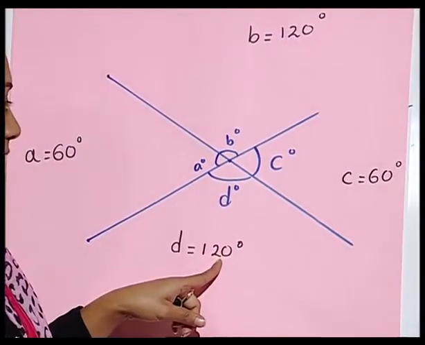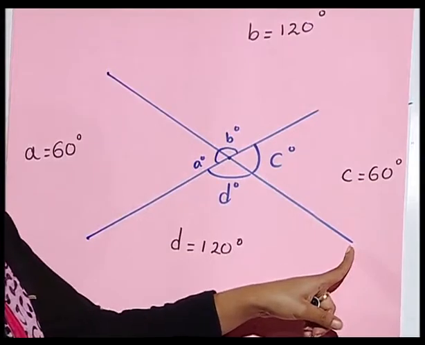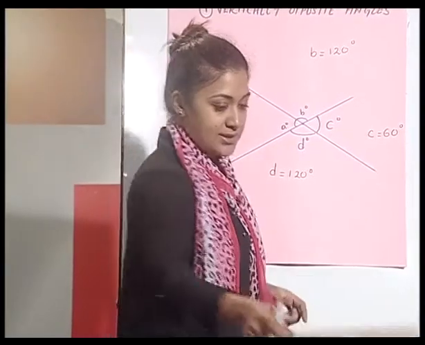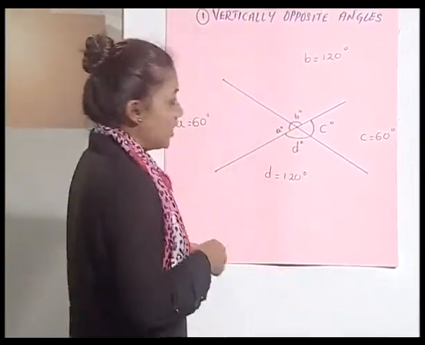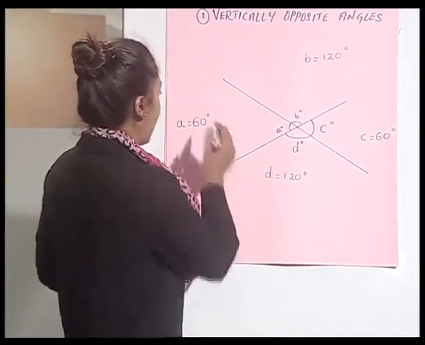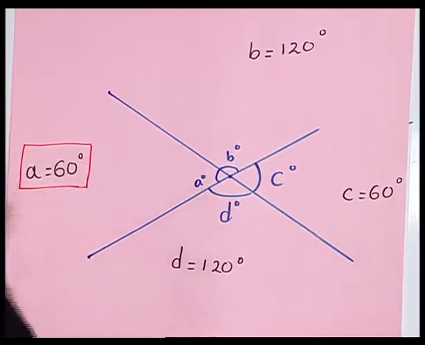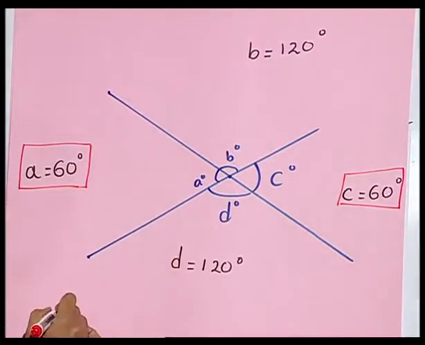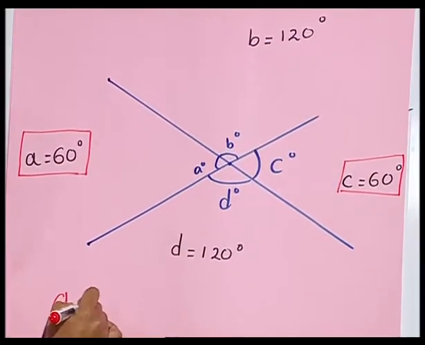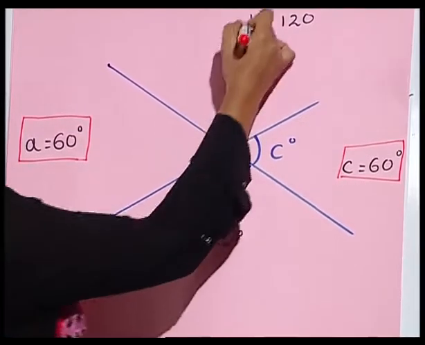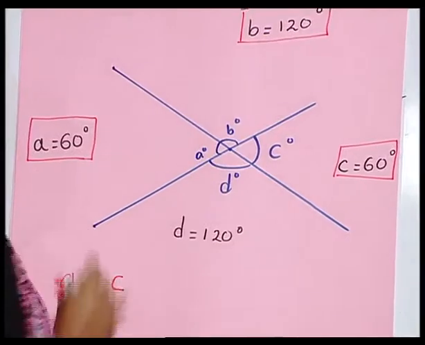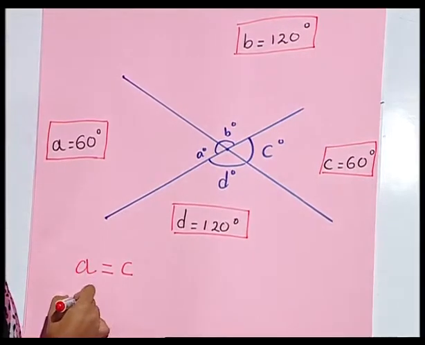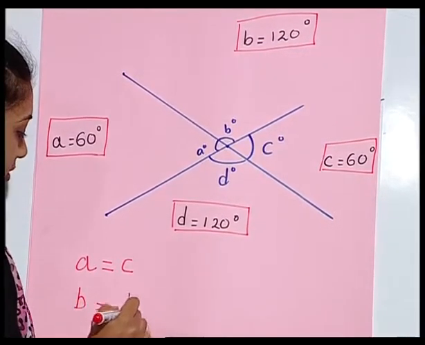How do we get 120 degrees? You can either measure it, or 180 minus 60, you will get 120 degrees. Now, let's see what we find out. You will notice that angle A is 60 degrees, angle C is also 60 degrees. We can conclude that angle A is equal to angle C. And then we notice that B is 120 degrees, D is 120 degrees. We have B is equal to D.